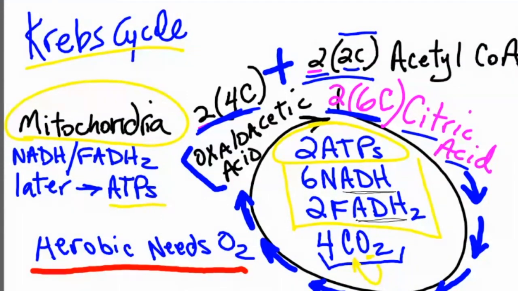So the answer to 13 is 2. How many CO2s did we make as a waste product here? We made 4. How many ATPs did we make here? 2. There you go. How many NADHs did we make here? 6. Wow. Turn the page.